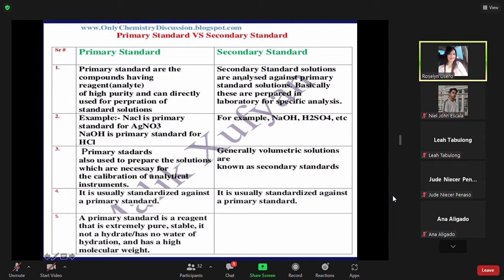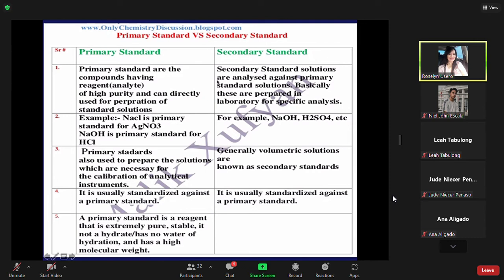Now, what about the secondary standards? They are analyzed against the primary standard solution. Basically, these are prepared in the lab for specific analysis. So one example is if you're doing acid-base titration and your titrant or your standard solution is sulfuric acid, which is 0.2 normal, it should be standardized against a primary standard, which is sodium carbonate.